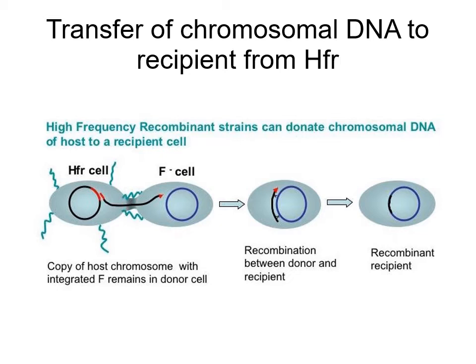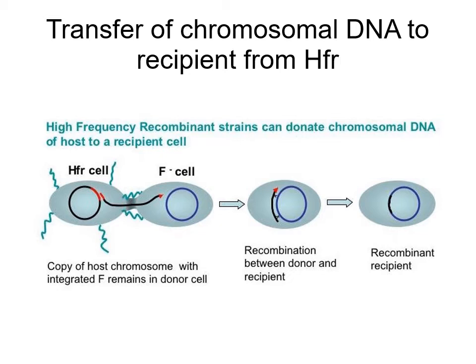But the way it works is there's a specific location in the F where the transfer originates, and that's somewhere in the middle of the F. So transfer will start at that location and then work its way around the bacterial chromosome, starting within the F, but soon entering bacterial DNA and transferring bacterial DNA instead.